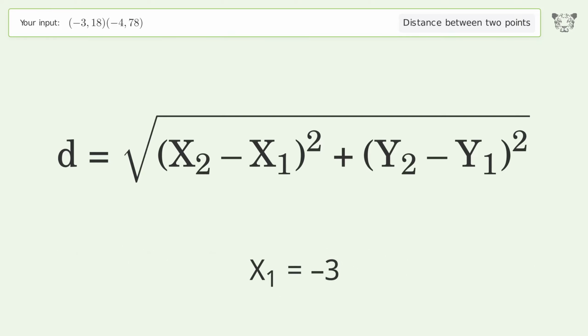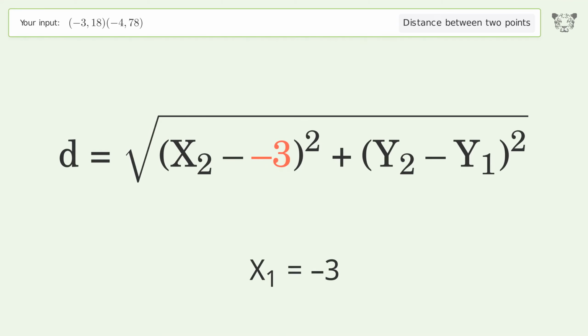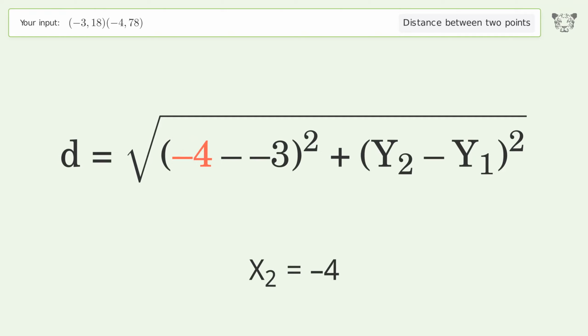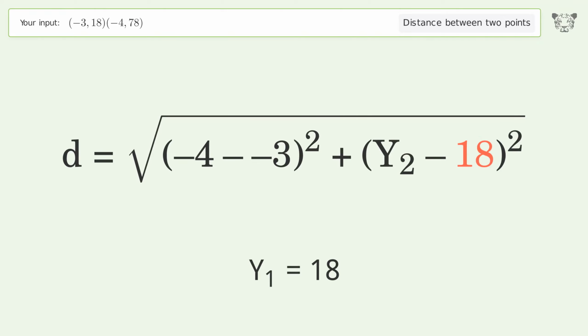x1 equals -3. x2 equals -4. y1 equals 18. y2 equals 78.